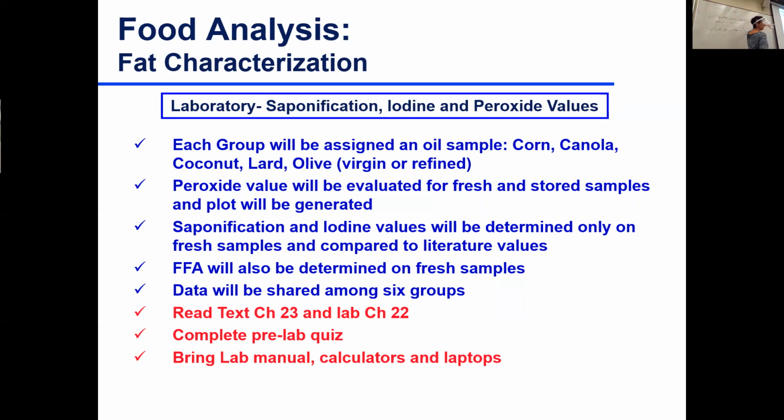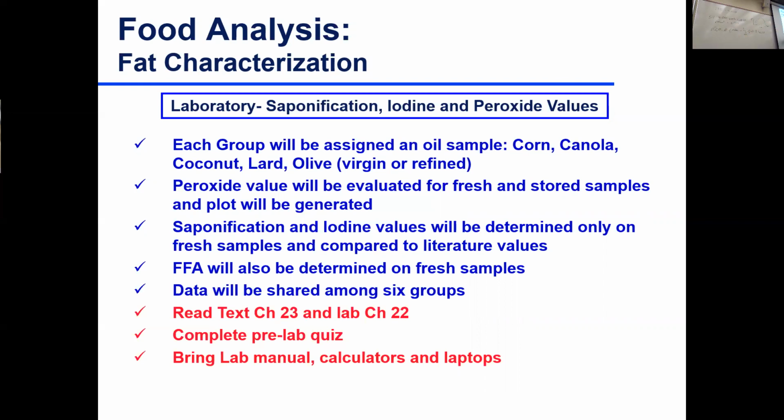Different fats will start at different times. You might see a sample that starts low and keeps going, and doesn't come down because it didn't reach the time where you have secondary metabolites formation. You might have a sample that starts high and goes down because it's already oxidized, and so on. We're going to see different schemes of that graph. Saponification and iodine value, you'll be determining that on fresh samples.